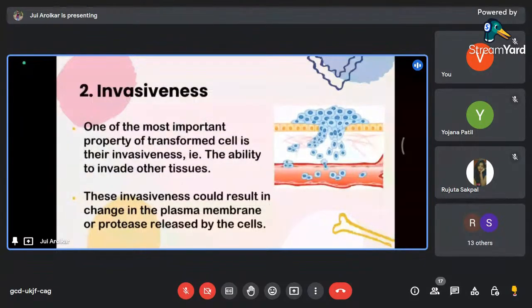The second property is invasiveness. It is one of the most important properties of transformed cells, example, the ability to invade other tissues. You can see in this figure that the cells are invading the membrane. So this invasiveness could result from change in the plasma membrane or protease released by the cell.